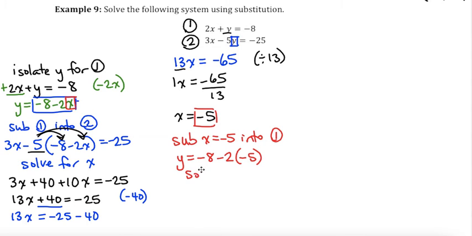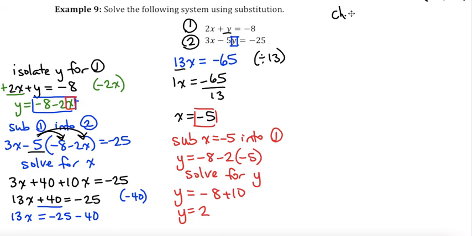Now I solve for y. And I do that using order of operations. Make sure that you do your multiplication before you do your subtraction. So negative 8. Negative 2 times negative 5 is positive 10. And negative 8 plus 10 is positive 2. Now that I have a value for both x and y, I need to do my left side, right side check. And I'm going to do that for equation number 2.